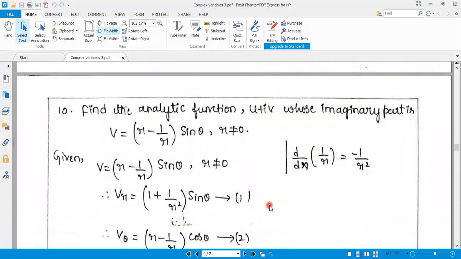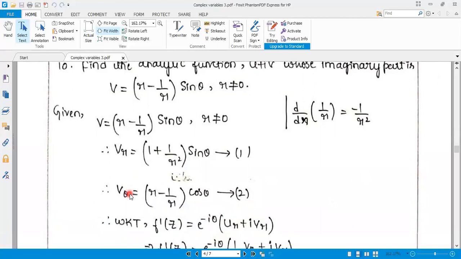Now let us go to the next problem, which is in the polar form. Find the analytic function whose imaginary part is given, v equals r minus 1 by r into sin theta, where r is not equal to 0. Now in the same way, like how we did in the Cartesian form, first differentiate the given function with respect to r and theta. When you differentiate with respect to r, this will be 1 plus 1 by r square into sin theta, where theta is constant. Differentiate with respect to theta now, where r is constant: r minus 1 by r into cos theta.